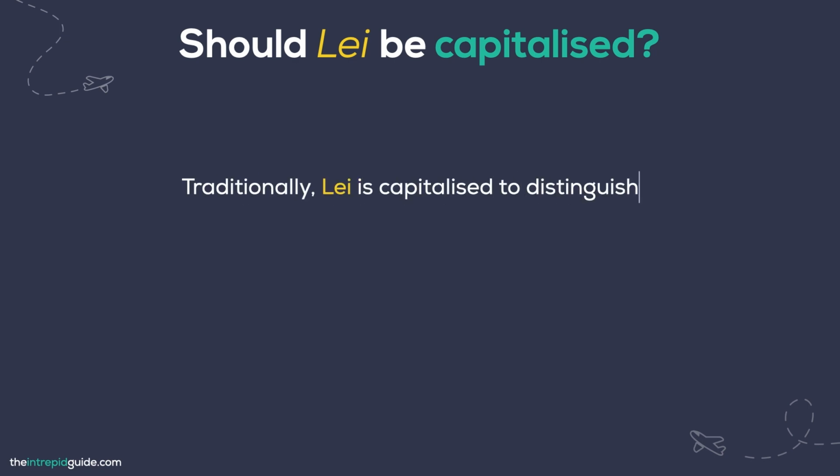Should Lei be capitalized? Now, you may have noticed that Lei is sometimes capitalized and other times written in lowercase. Traditionally, Lei is capitalized to distinguish it from the third person pronoun lei, meaning she. However, many Italians nowadays prefer to write it in lowercase, viewing the uppercase form as somewhat old-fashioned. That said, the uppercase Lei is still commonly used in formal correspondence and official documents.